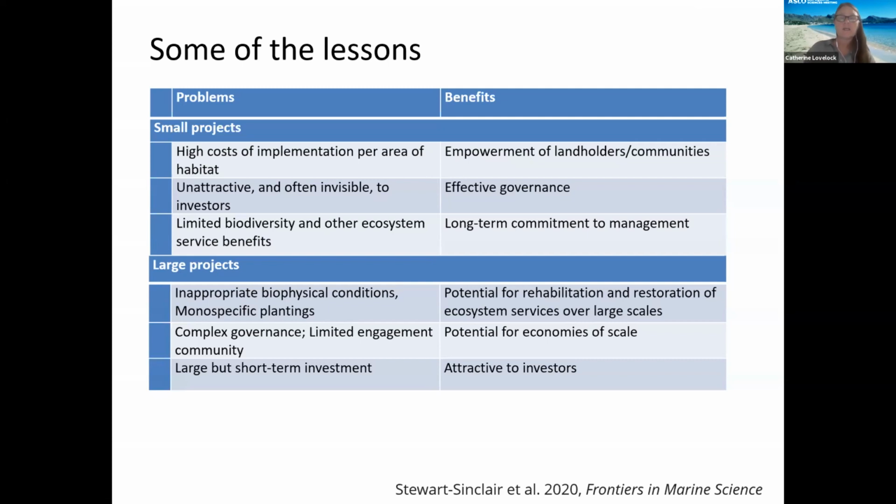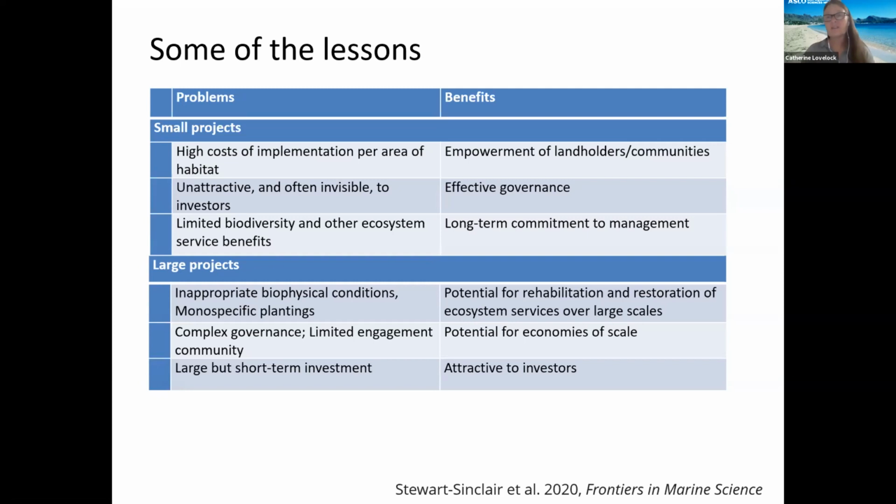by communities. So the large projects, the problems have been inappropriate biophysical conditions and monospecific plantings for mangroves, for example. They've sometimes got complex governance, which has been prone to corruption and limited engagement with communities. If you need a large swath of land to do a project, you have to negotiate with multiple communities often, which is slow and expensive. And these projects also tend to have large but short-term investments. So there's very little monitoring and adaptive management through time.